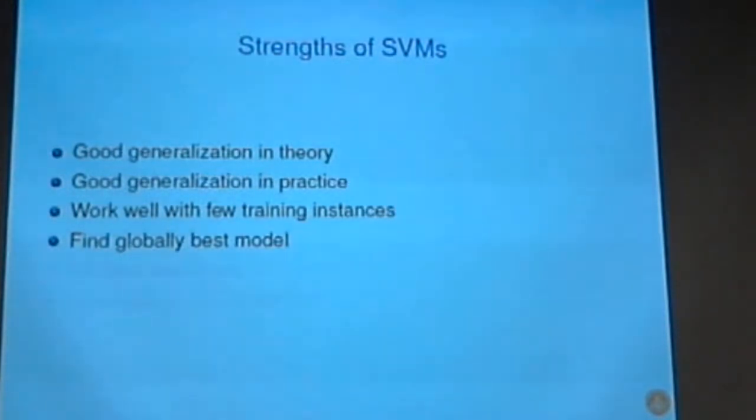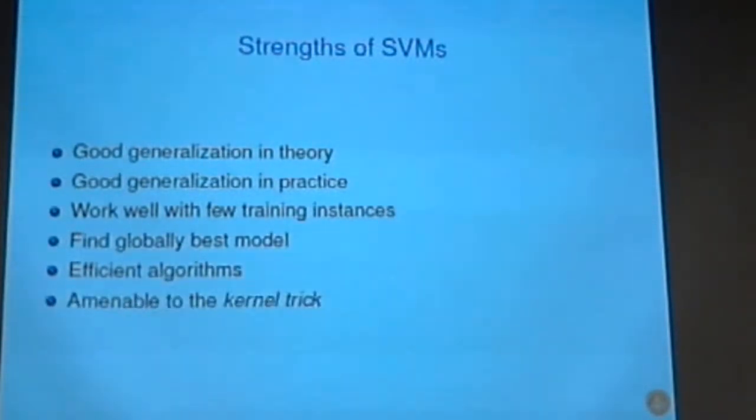And you can always find a globally optimal model, unlike a neural network. We have seen an example; I showed an example last time. With a neural network, sometimes we get trapped and we don't find the global optimum result. And it's an efficient algorithm.